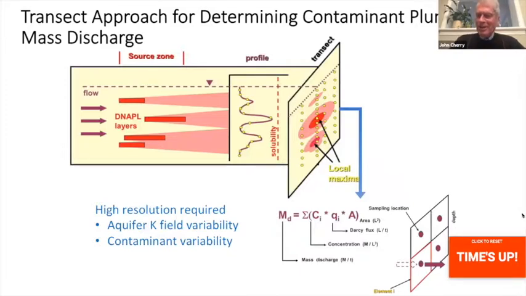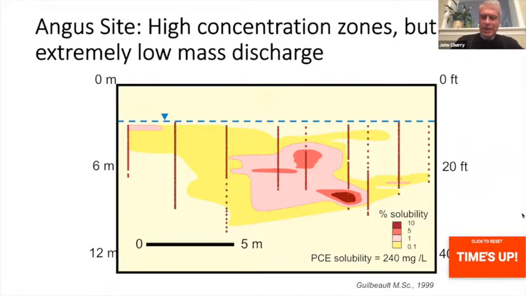Transect approach for determining contaminant plume mass discharge. As I mentioned, we put cross sections across these plumes, and if you measure the concentrations in detail and you know the flow rate, then you can calculate the contaminant mass discharge. Next slide, Angus site. So the Angus site, like many plumes in sand and gravel aquifers, has high concentration zones. But when you actually convert the concentrations with groundwater flow into discharge, in this case, the load to the river is less than a few kilograms per year, very insignificant, although the concentrations are relatively high.